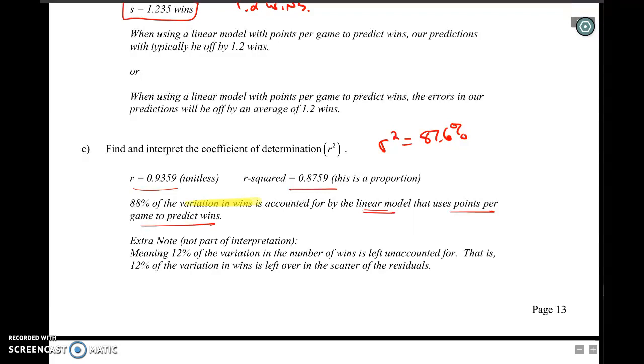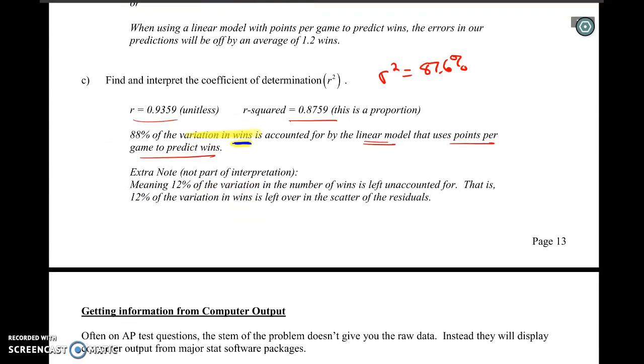I don't know what to say. You have to say variation in Y. A lot of people say 88% of the variability is accounted for by the model. No. Variability in what? Variability in the things you're predicting. So just try to get it right.